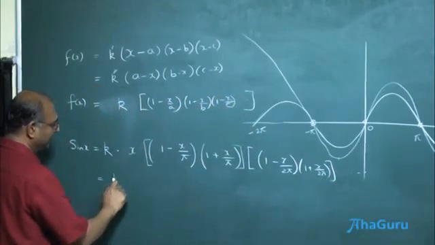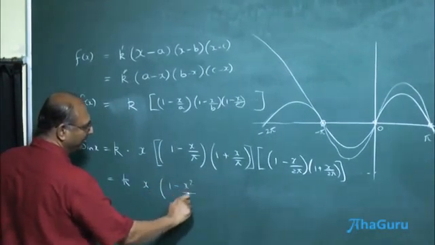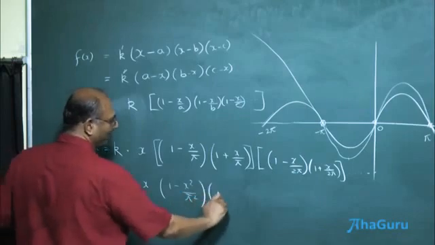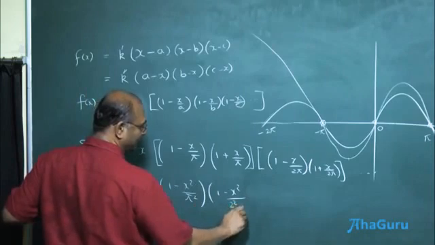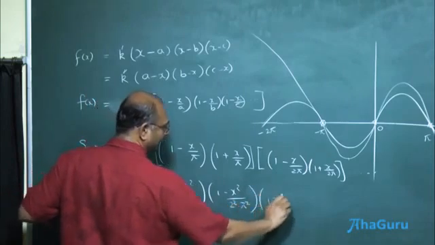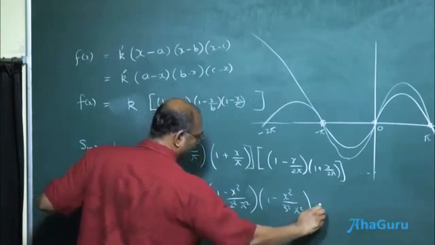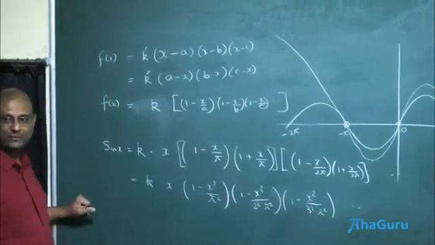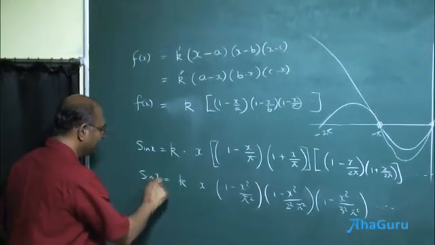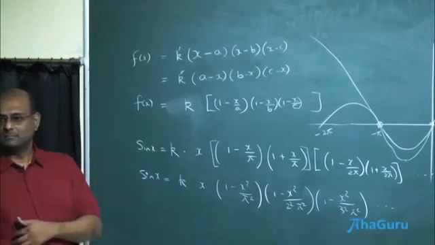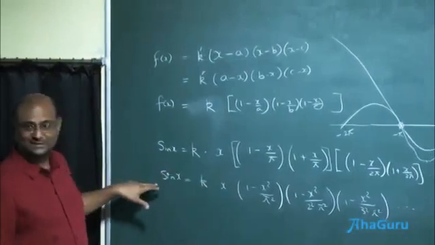And if you see this, this is k times x into (1 minus x square by pi square), (1 minus x square by 4 pi square, or 2 square pi square), (1 minus x square by 3 square pi square), all the way to infinity. So sin x behaves like this for some k. Now this is almost an assumption, but do you see it has the same roots as sin x.